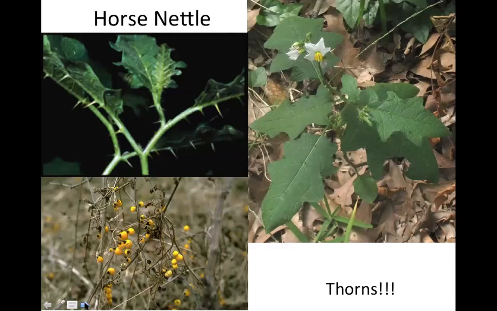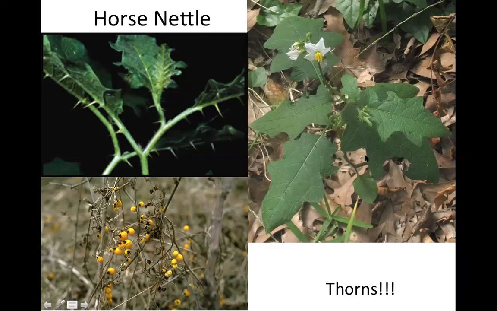Horse nettle, definitely one of the worse ones. They have rhizomes, I don't know if I'm saying that right, where the roots will actually expand on their own. They'll send runners and stuff, so it can spread pretty quickly.